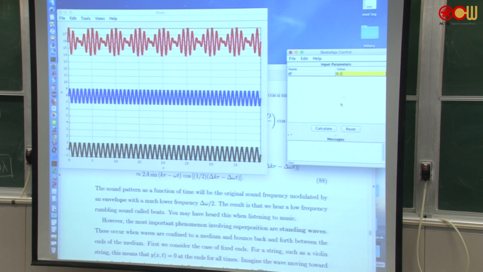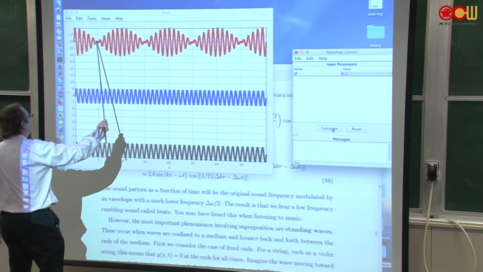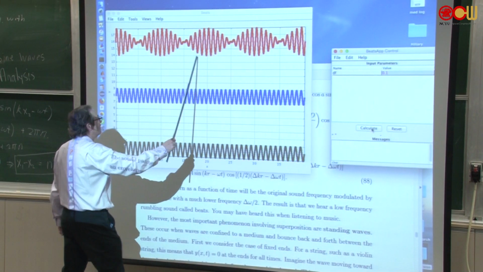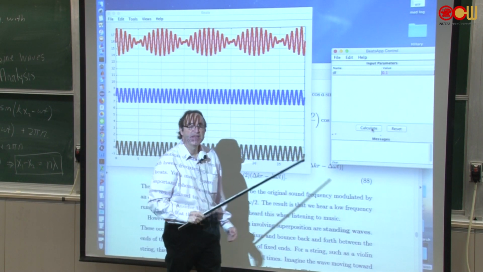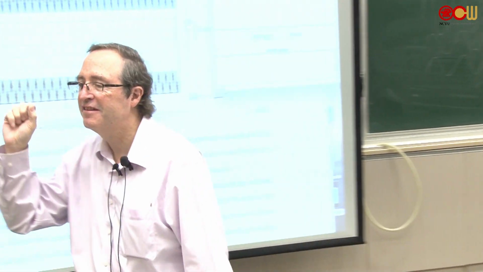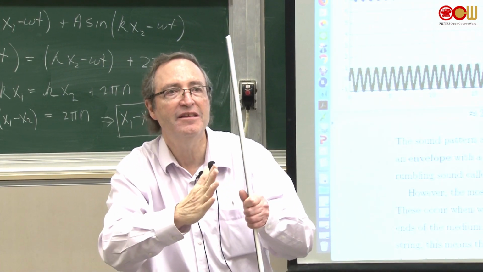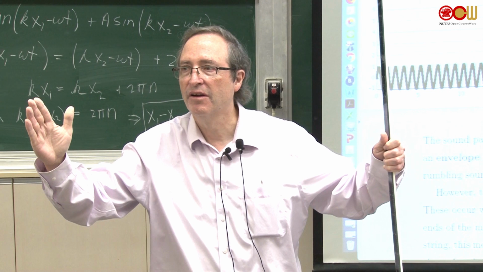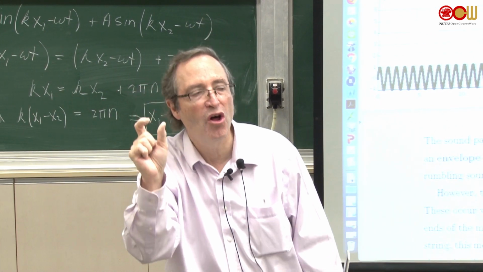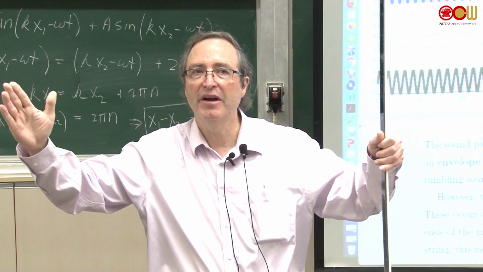So I'm going to calculate it. It got bigger. Why? Because this period here is the period of the difference frequency. The difference frequency got smaller, so the period gets bigger, right? f got smaller for the envelope, the period got bigger.